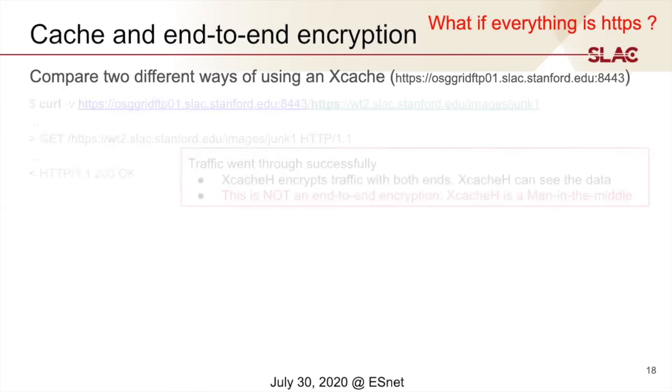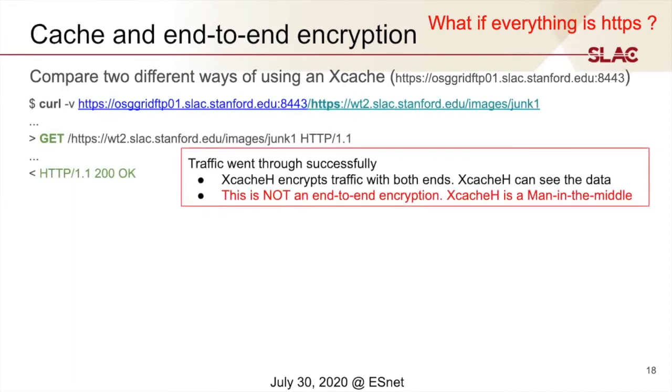So the first way to do this is to do a curl command with this concatenated URL. If you do that, the left part of the URL is the Xcache, the right part is the destination. You will see that curl actually sends the HTTP GET command to get from the destination, and everything works. Traffic goes through, you get your data back. And Xcache encrypts traffic with both ends. But the problem is Xcache can see the data. So this is not really an end-to-end encryption, because Xcache in this case is a man in the middle.